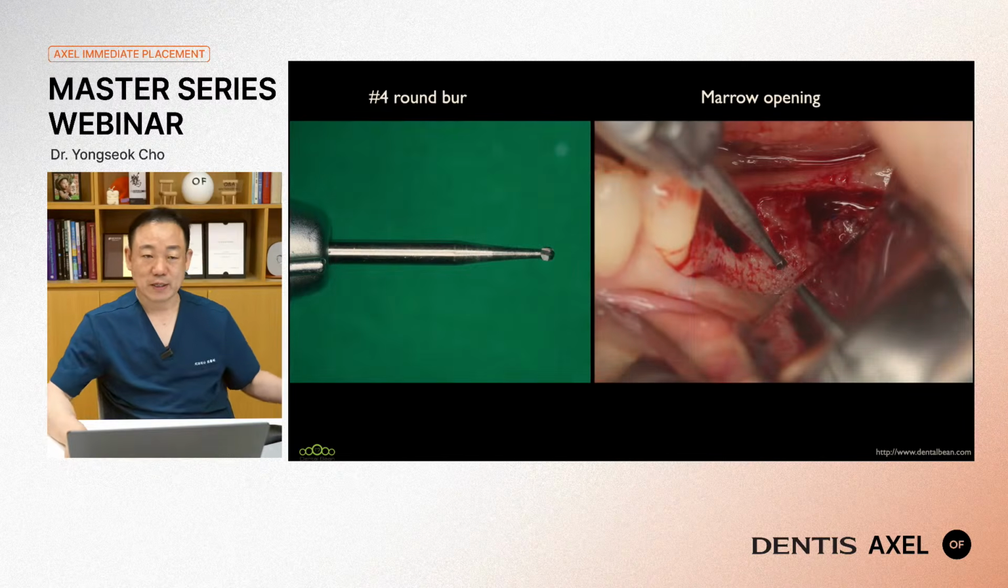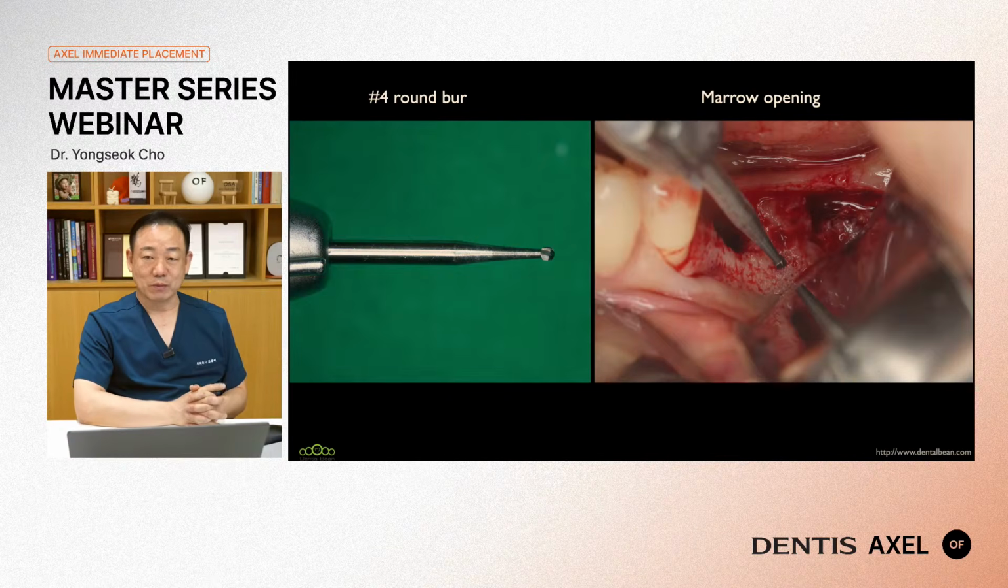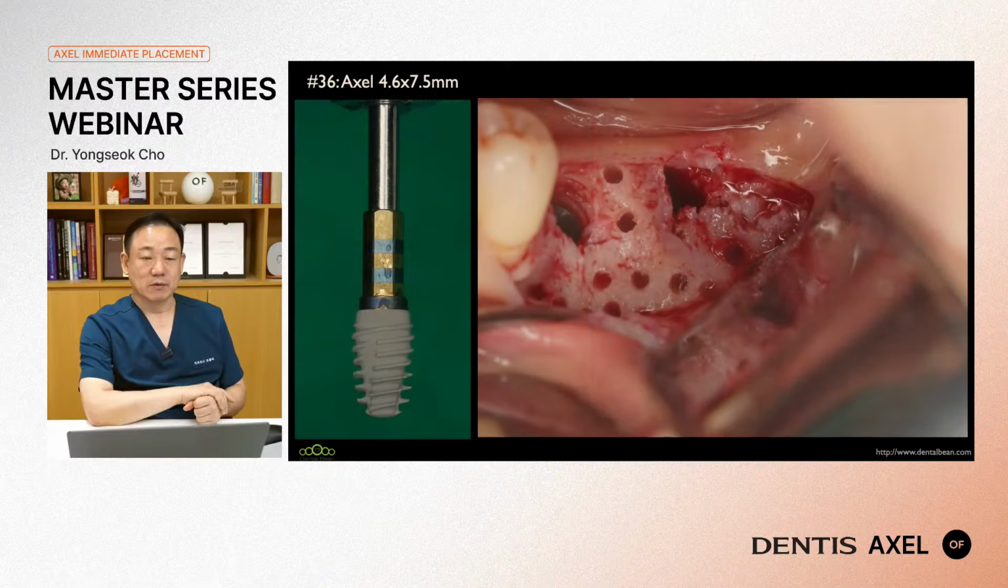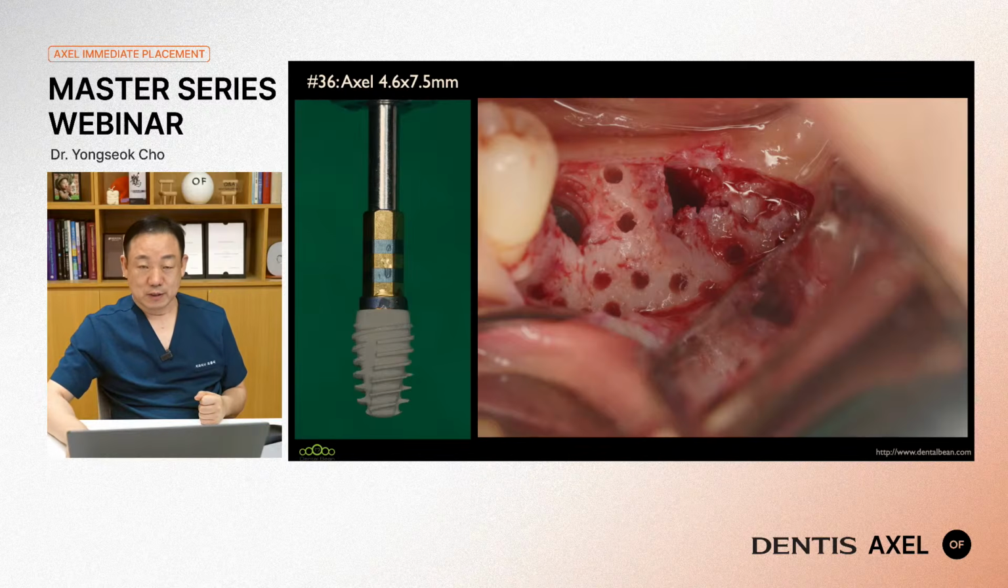And for GBR, I decided to open the bone marrow. Okay, before implant installation, better to open the bone marrow with a round burr. Okay, with a straight round burr, the bone marrow opened well, and the patient had very thin soft tissue, and when I measured the height, it looks 3.0 millimeter.